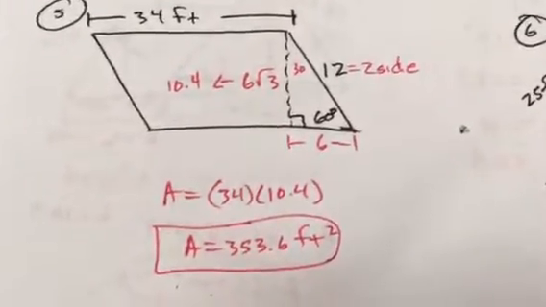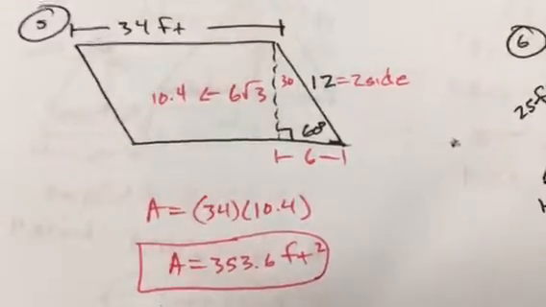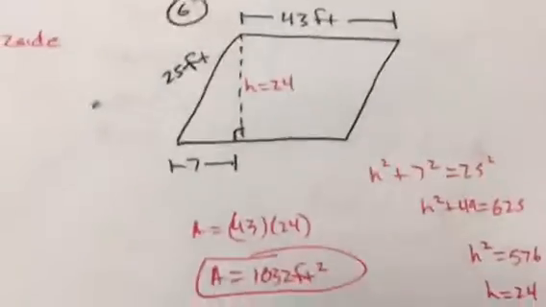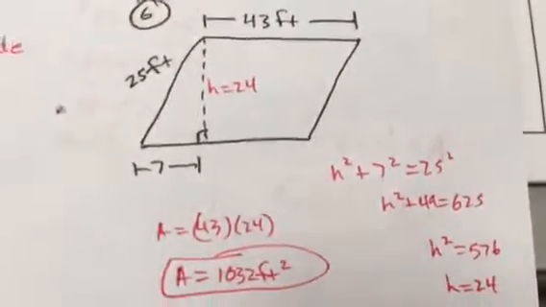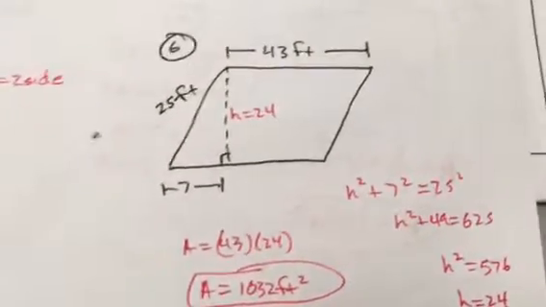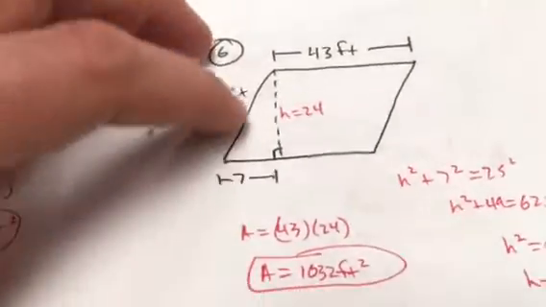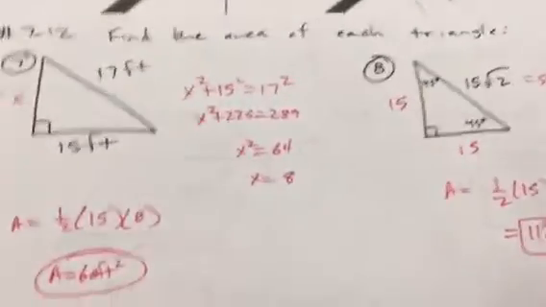You can use sine. On this one, you could say sine of 60 is h over 12 and still get 10.4. Here's where you need to know a Pythagorean triple or use the Pythagorean theorem, as I show there. The height is 24. 43 is the base. Don't add 7 to it tomorrow, guys. 43 is the base.